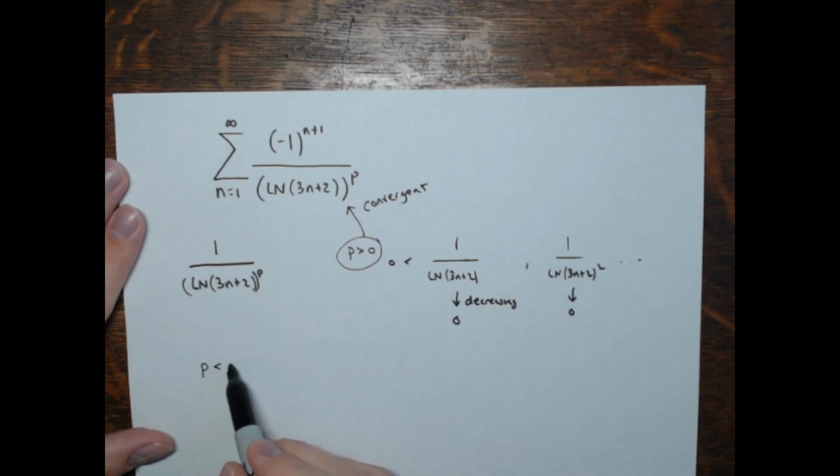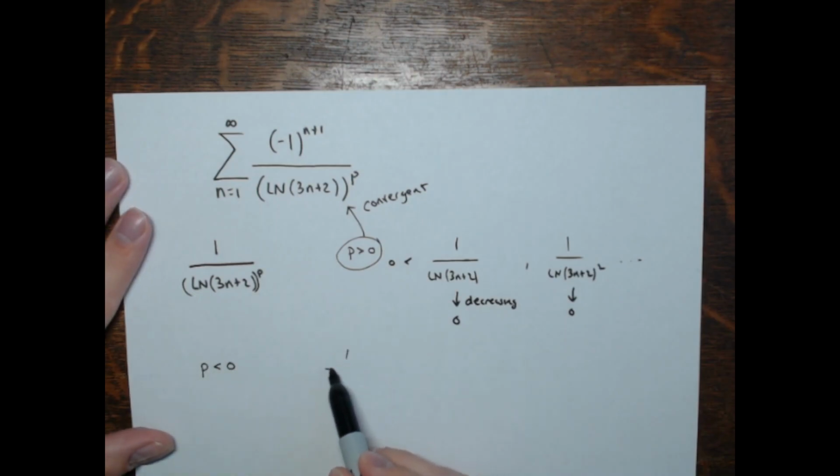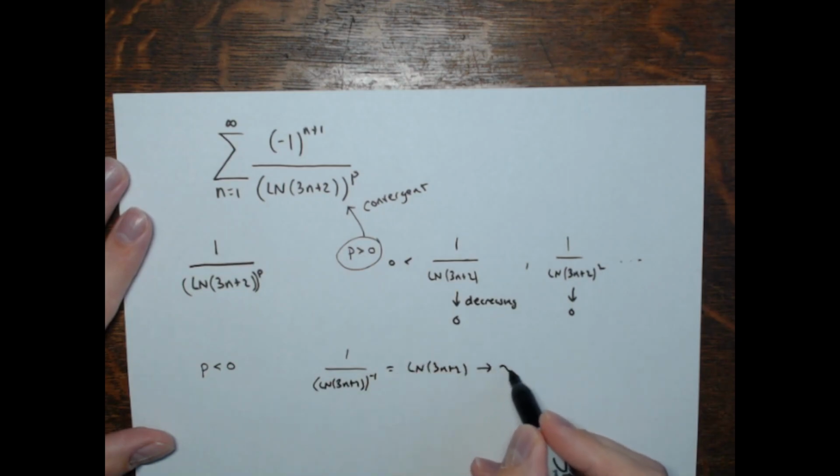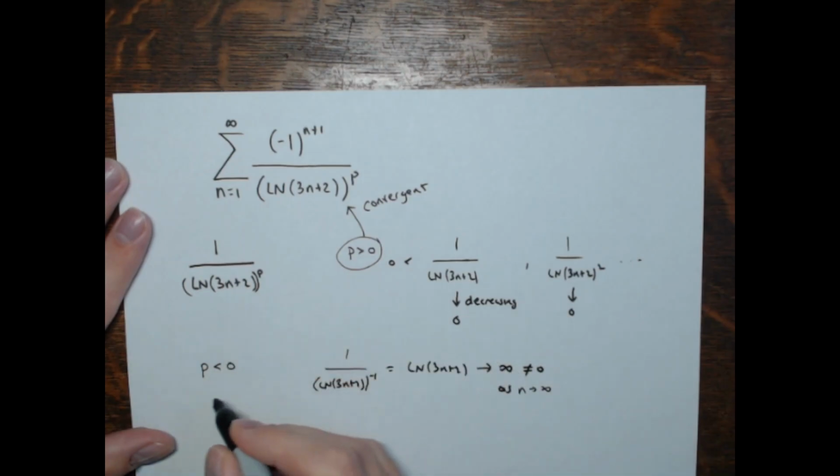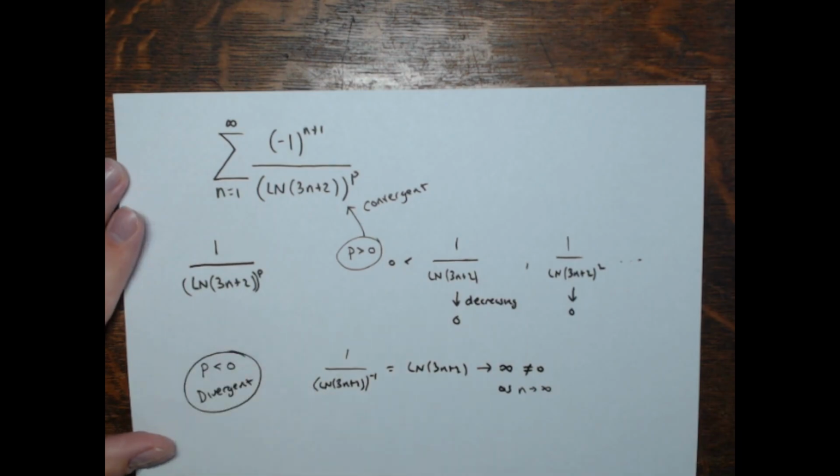When p is less than 0, you'd have 1 over, say, natural log of 3n plus 2, to the negative 1. That would just be the natural log of 3n plus 2, which definitely approaches infinity, not 0. And it's definitely not decreasing as n goes to infinity. So the series would be divergent if p was less than 0.